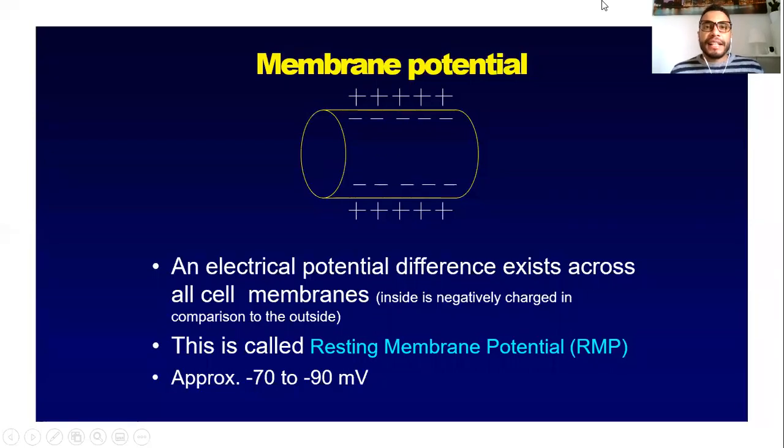The basic concept that we should understand, physiologically speaking, is the membrane potential that we have in the cells. An electrical potential difference exists across all cell membranes, no matter what type of tissue we are talking about. Cells are individualized compartments, separated from the external environment because they have a membrane. This membrane divides the internal environment from the external environment.